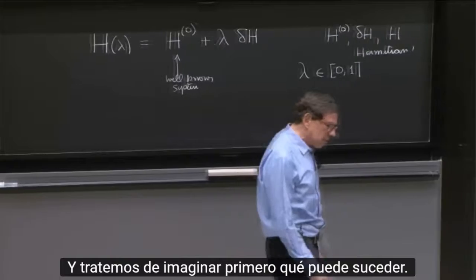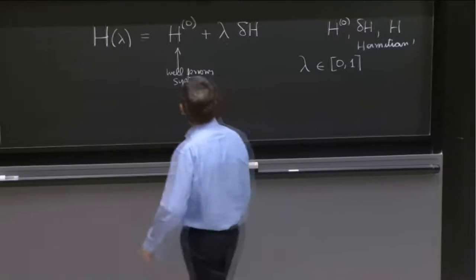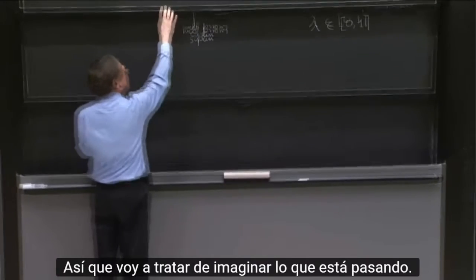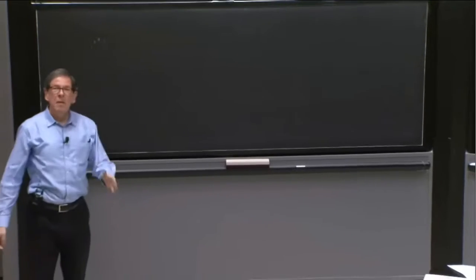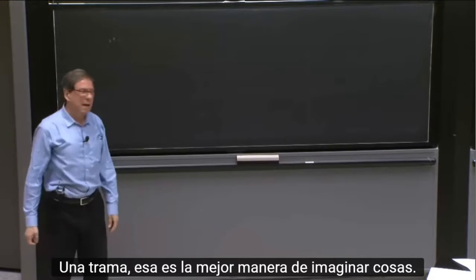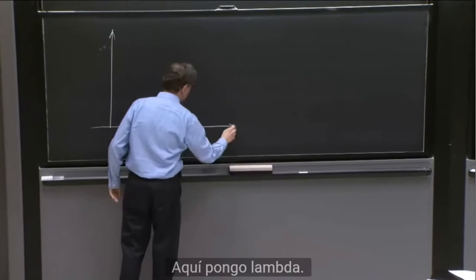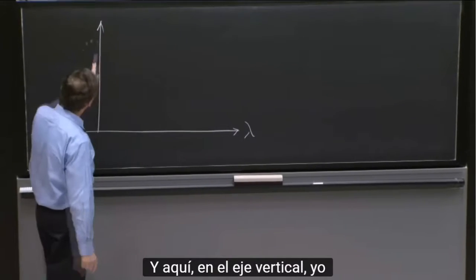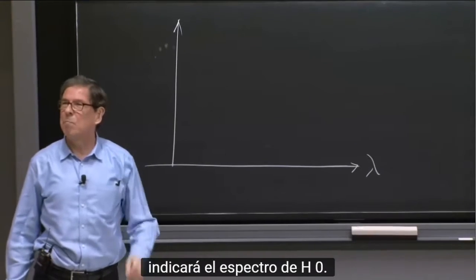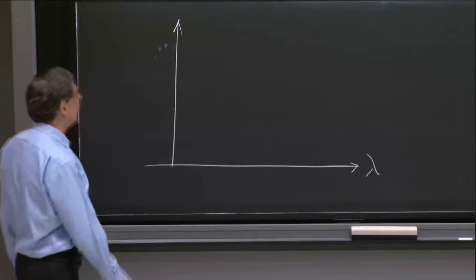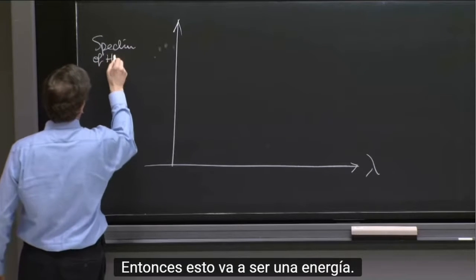And let's try to imagine first what can happen. So I'm going to try to imagine what's going on. A plot. That's the best way to imagine things. So I'll do a plot. Here I put lambda. And here, in the vertical axis, I will indicate the spectrum of H0. The spectrum of H0. So this is going to be an energy.